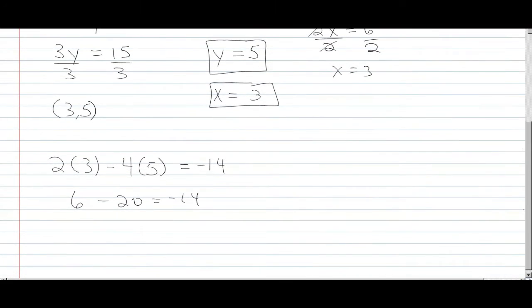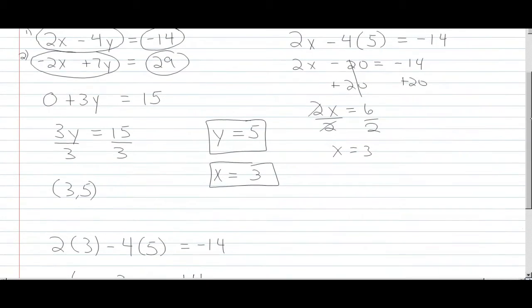Let me just fix that real quick. All right, 6 minus 20 is in fact negative 14. So you get negative 14 equals negative 14. That's a true statement. All right, our second equation was negative 2x plus 7y equals 29. So that would be negative 2 times x, which we plug in a 3 for, plus 7 times y, which we're going to plug in a 5 for, should be equal to 29.